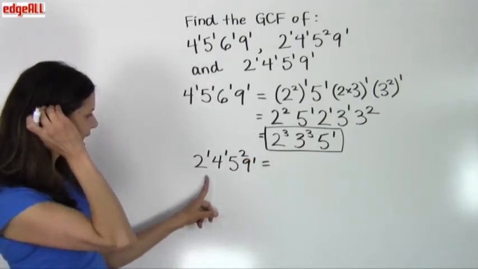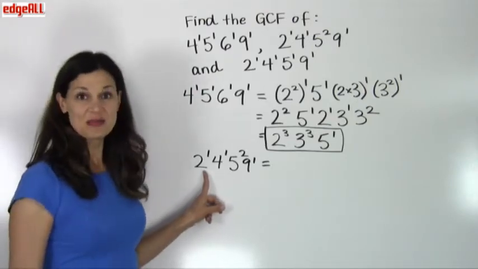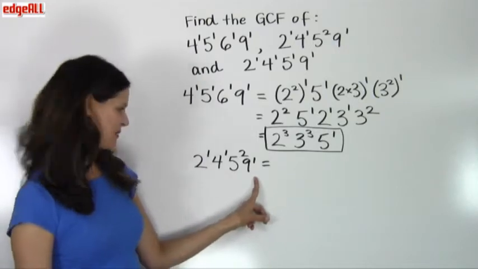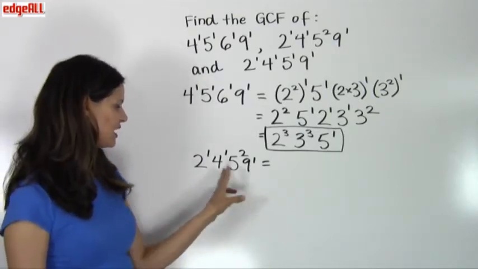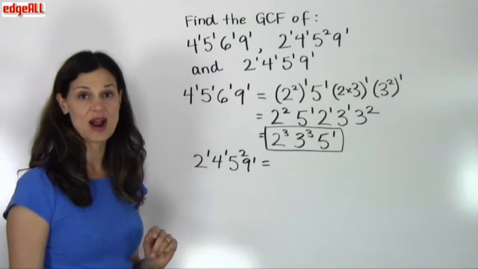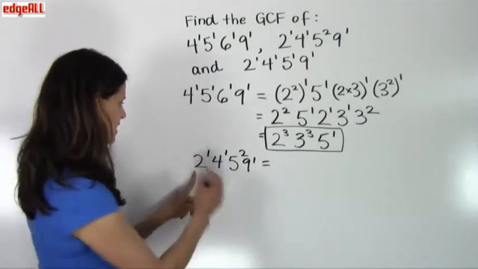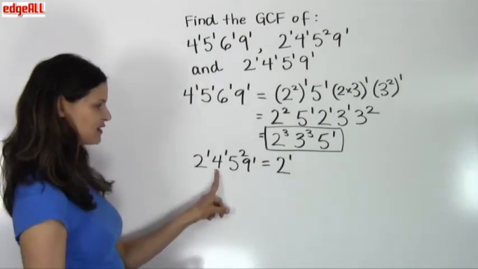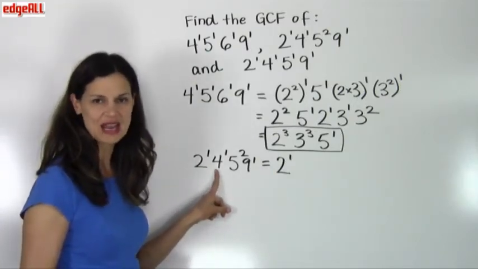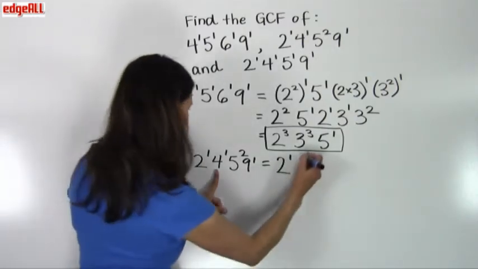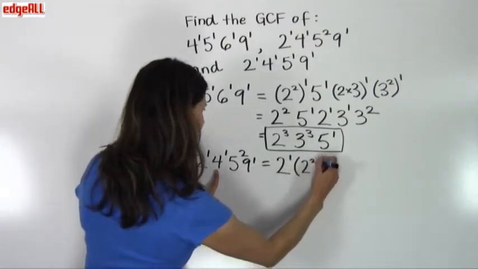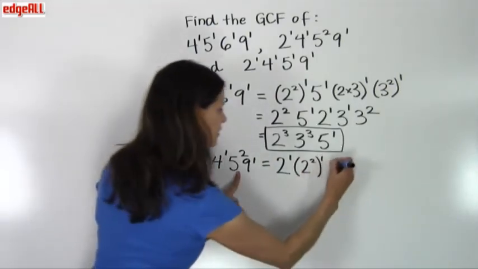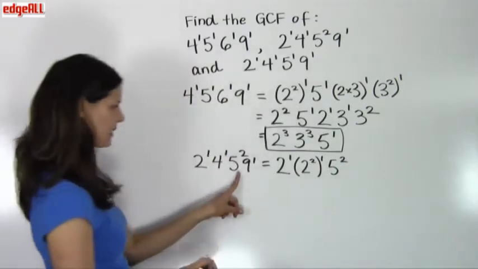So I can see in this case that my 2 is already a prime, the 4 is not a prime, and the 9 is not a prime number. So I need to substitute the 4 and the 9 with their prime factorizations. So I'll leave my 2 to the 1 power as it is. And then where there's a 4, I'm going to substitute that with 2 squared, which is the prime factorization of 4. So 2 squared, and that's raised then to the power 1. 5 is already a prime, and that's raised to the power 2.